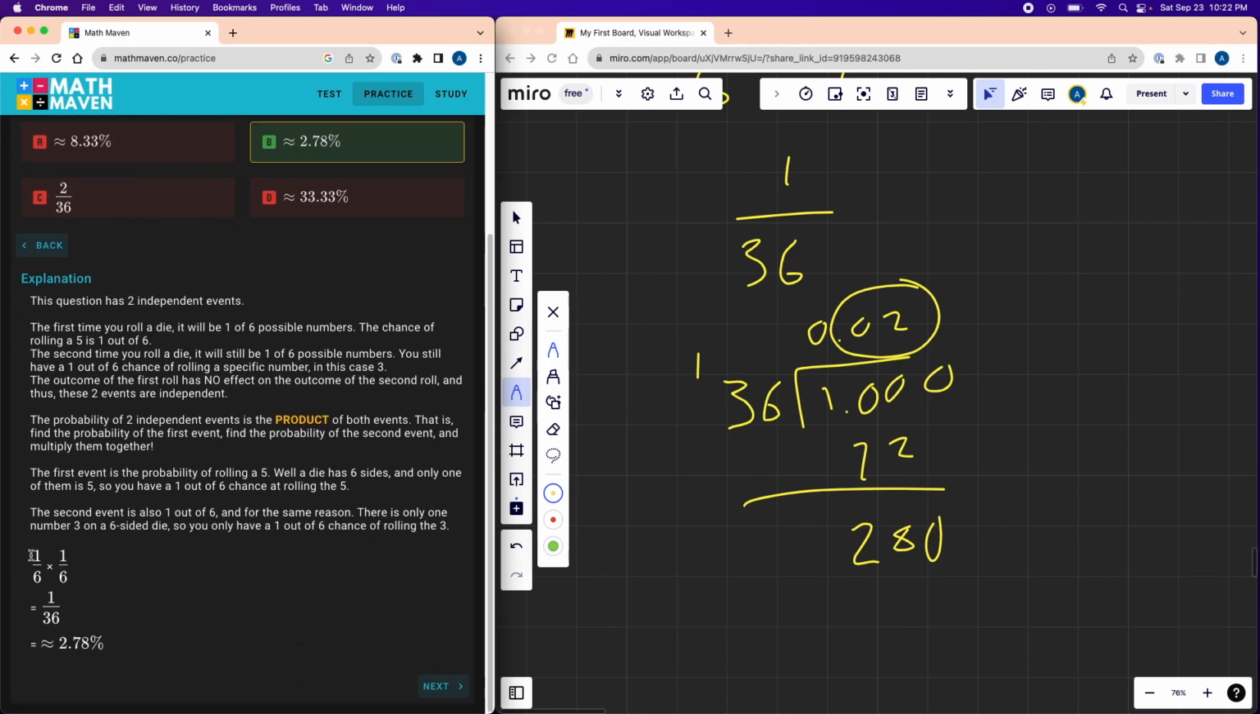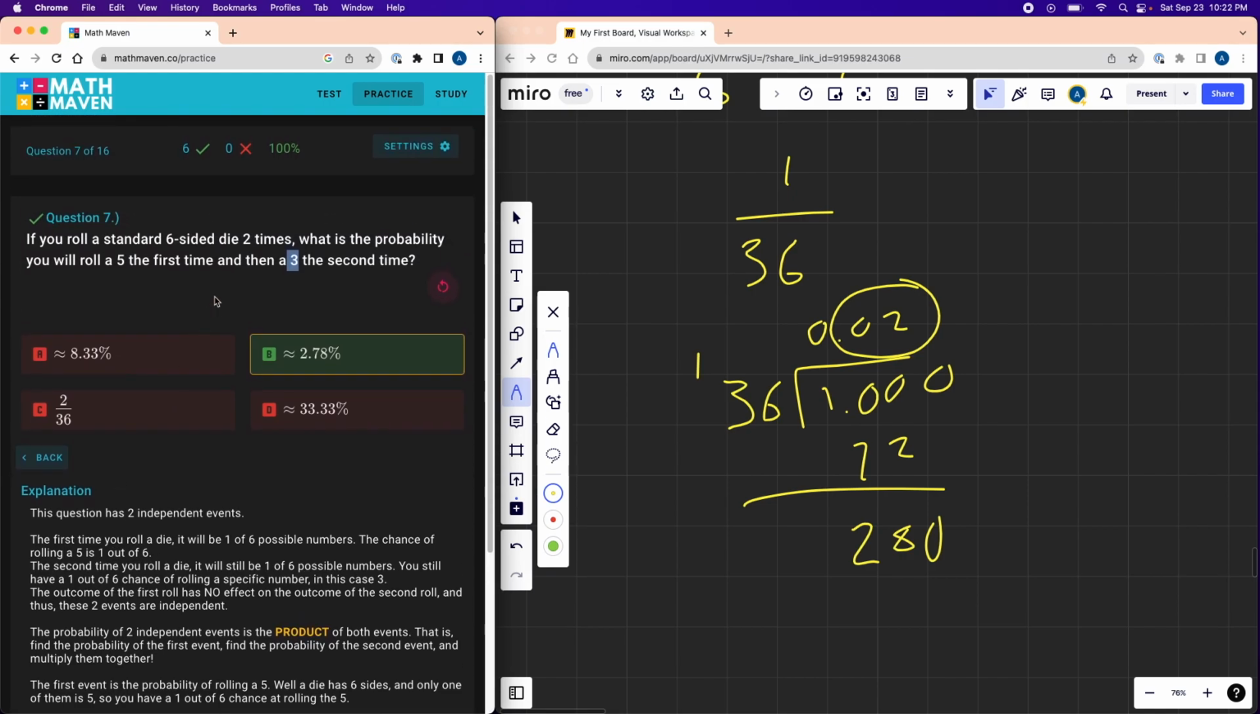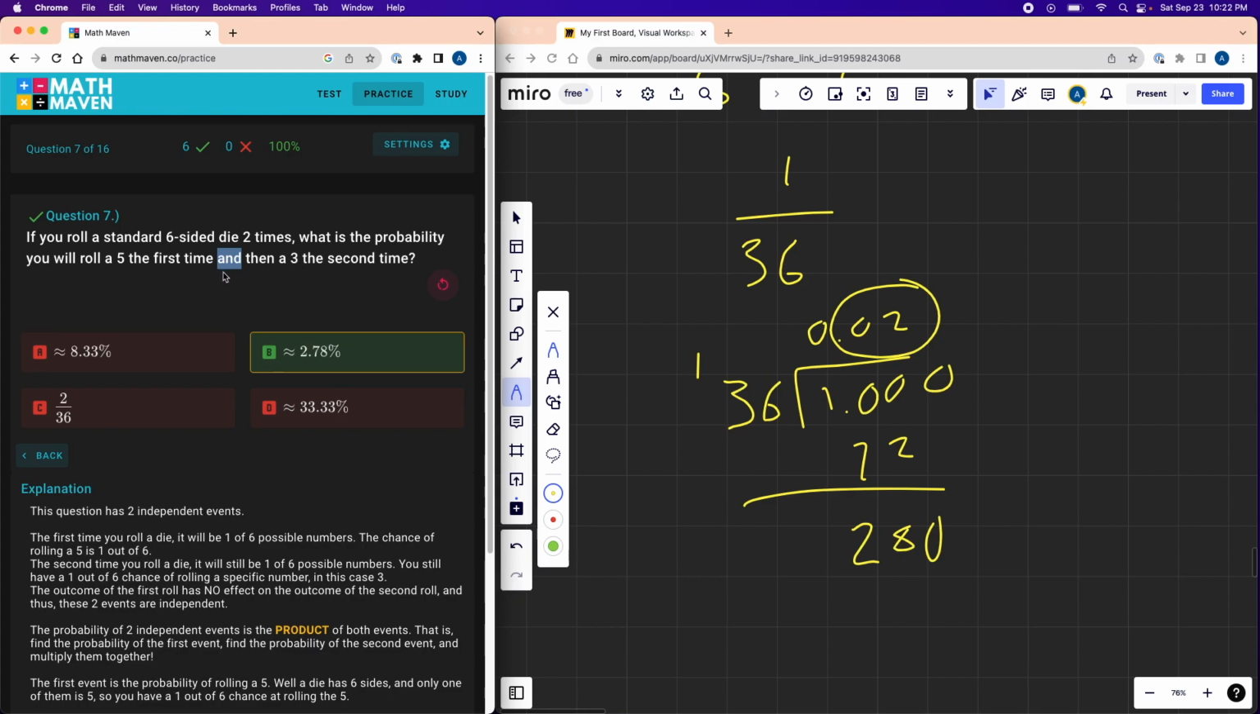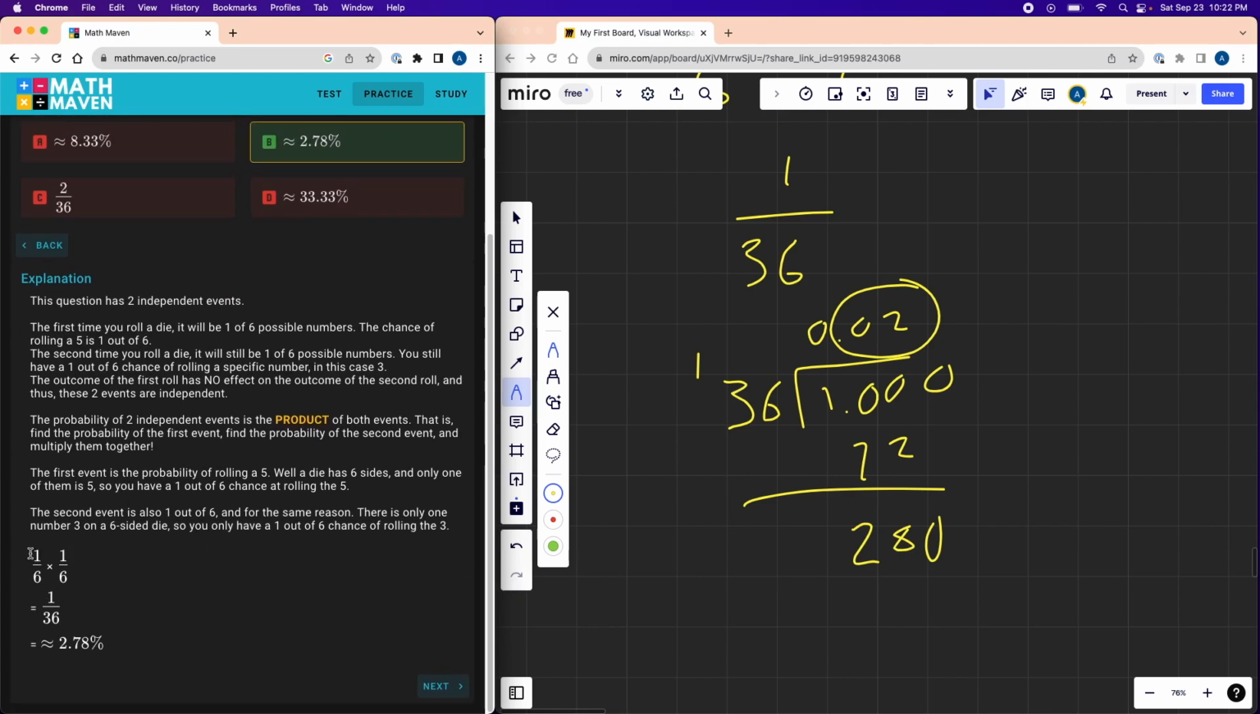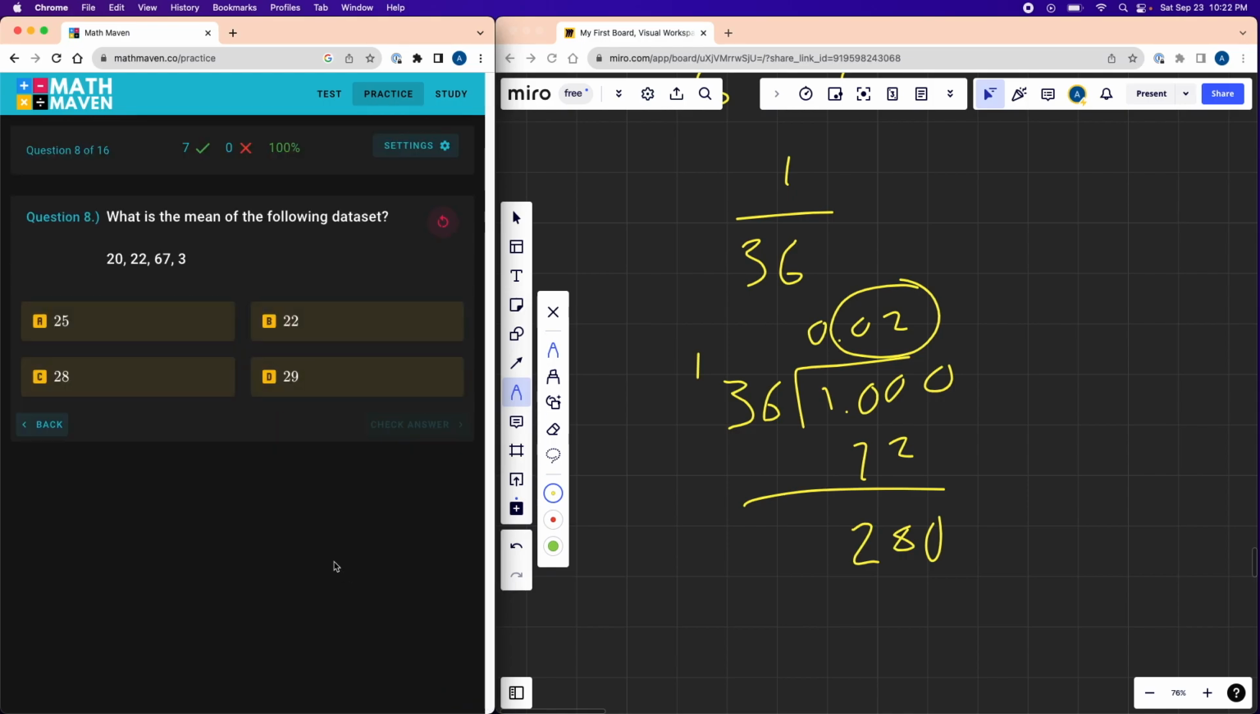And we see the explanation is the exact same when we have two independent events, or when we see the "and," we should know that we are going to be multiplying the probability of each event. So both events in this case are 1 over 6, so we're just going to multiply 1 over 6 times 1 over 6. Comes out to 1 over 36, which is equivalent to about 2.78%. All right, so let's go ahead and move on to the next question here.